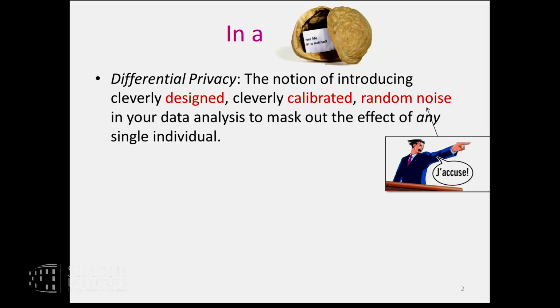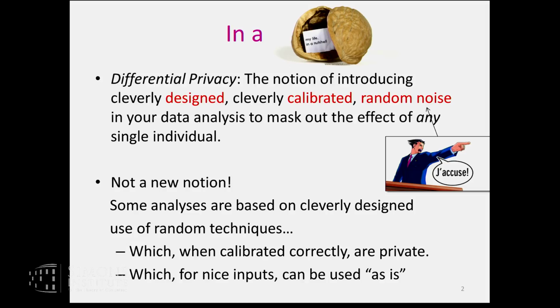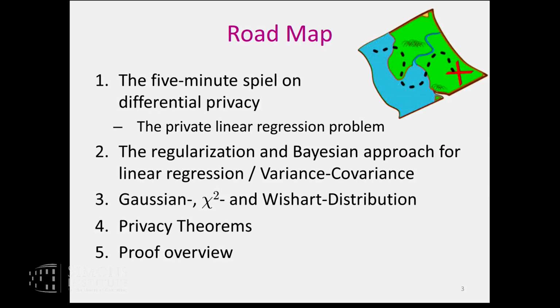What I'm going to tell you is that, in fact, there are many analyses out there that are using randomness as is. And as it turns out from this talk, these analyses, when they're calibrated correctly, also preserve differential privacy. And it's a non-worst case, so when the inputs are nice, you can literally take them and run them as is.